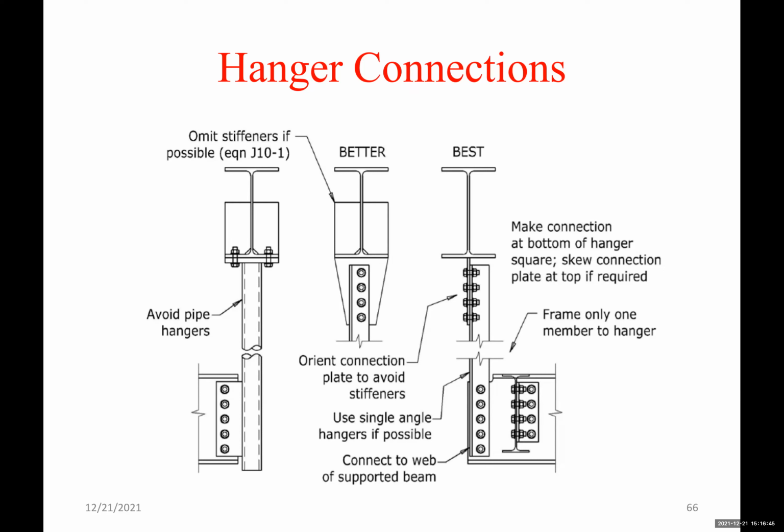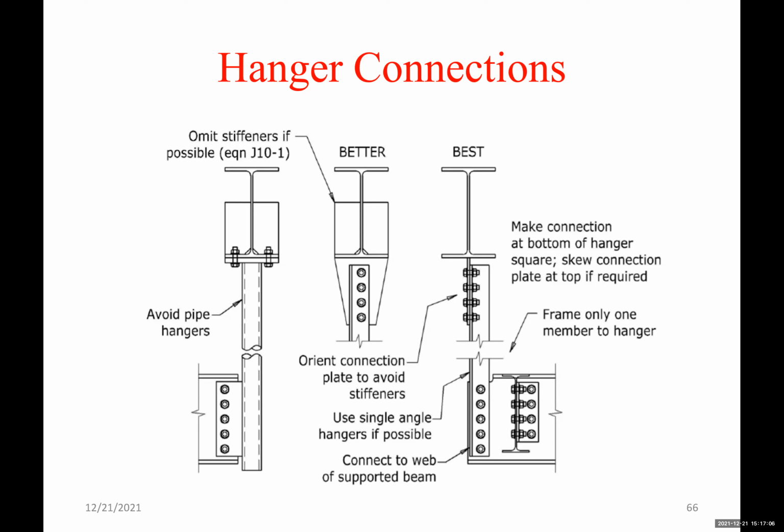Now, a better solution would be having a gusset plate in the middle, welded to the bottom flange of the beam, and then have, for example, an angle connected to it. But in this case also, if the web is not good enough to take the load, then we have to provide stiffeners as well.